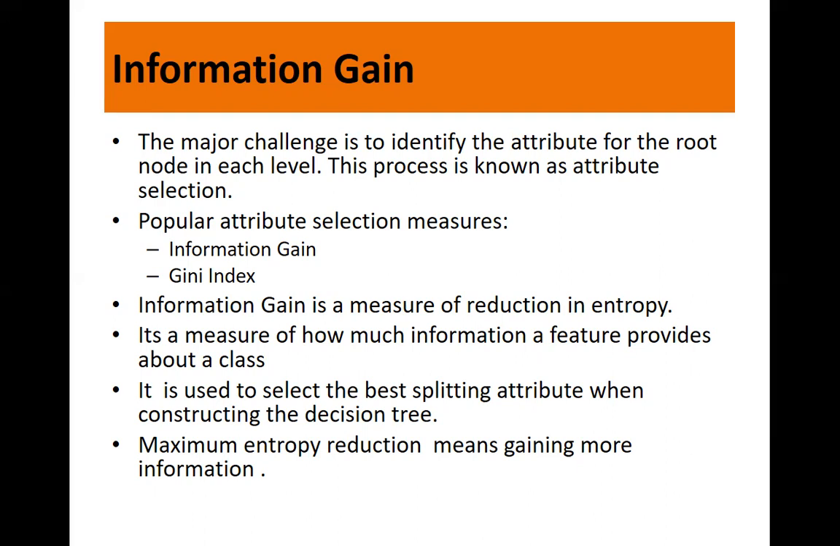Now, information gain is used to select the best splitting attribute when we are constructing decision trees. If the maximum entropy is reduced, it means we gain more information. So let us look at how we measure information gain.